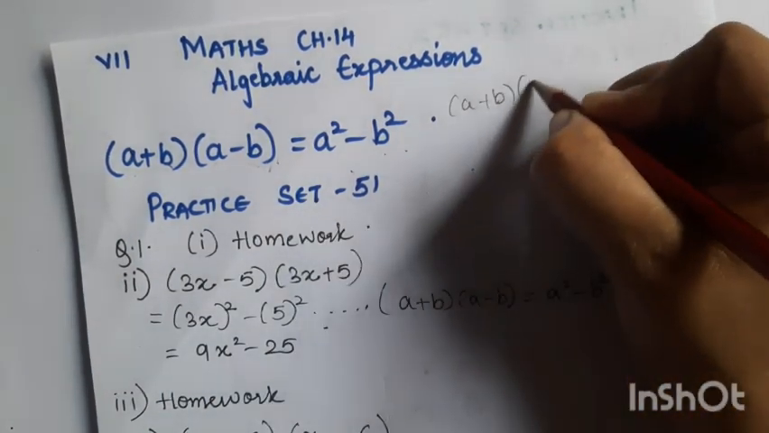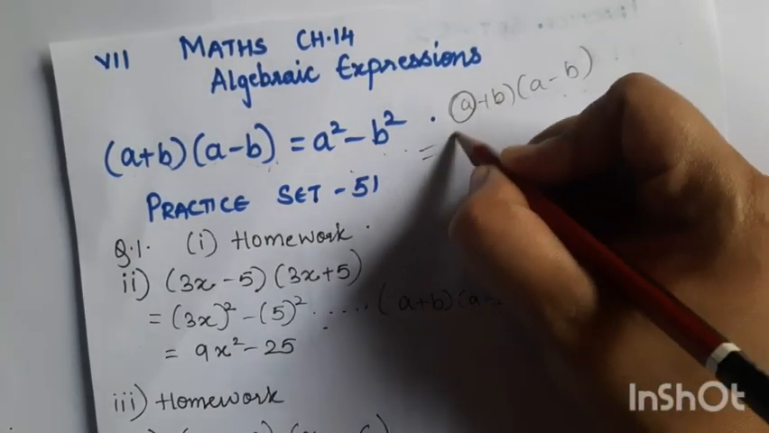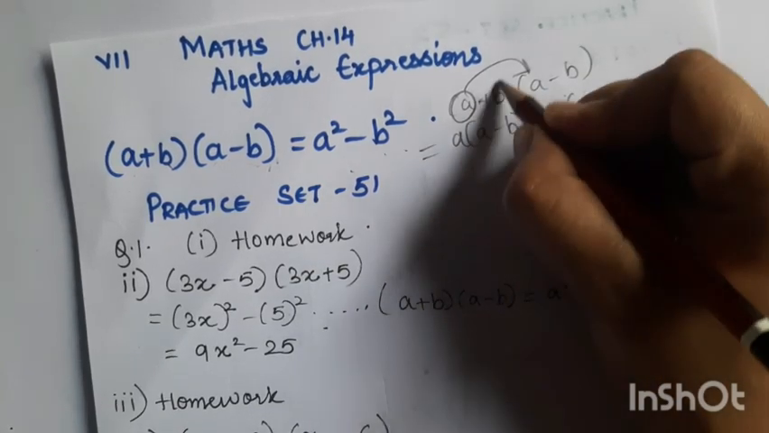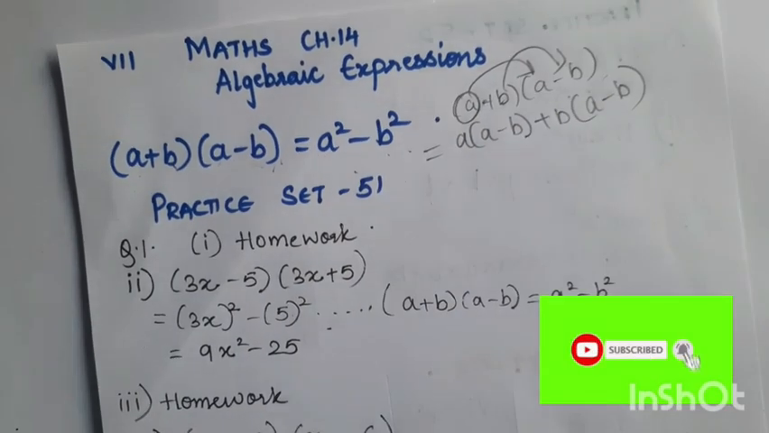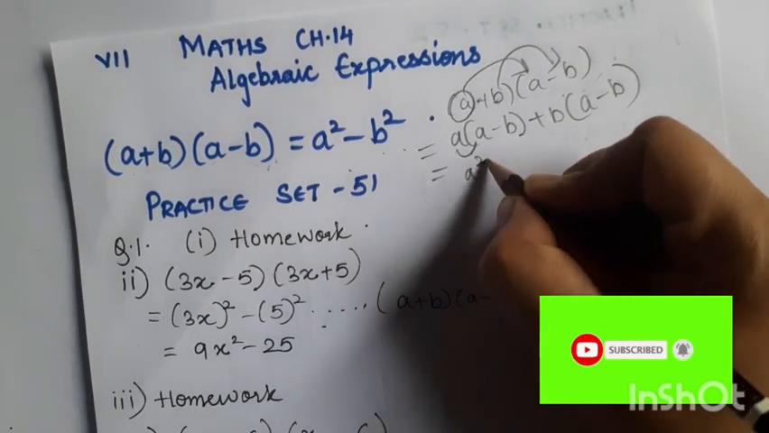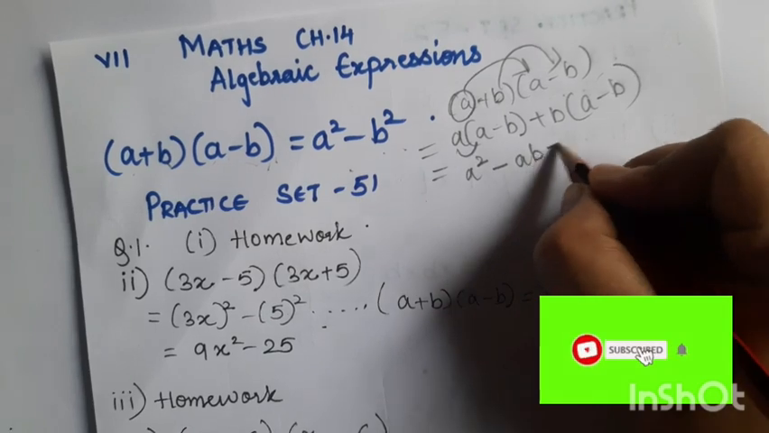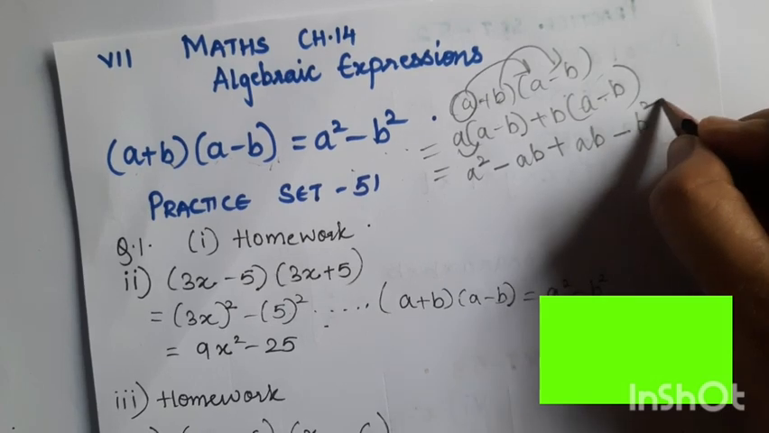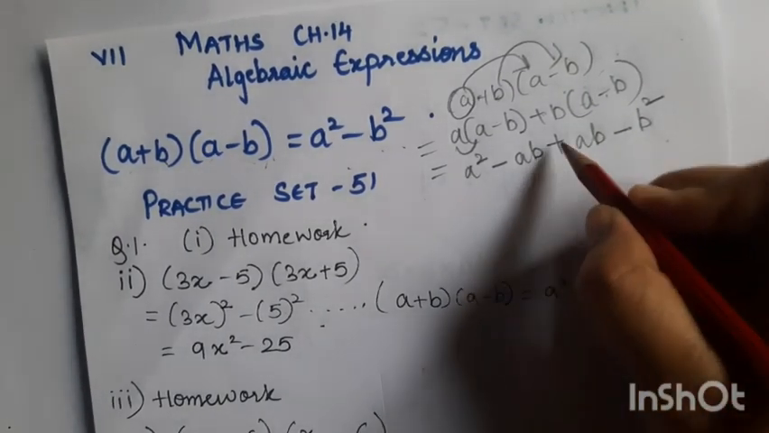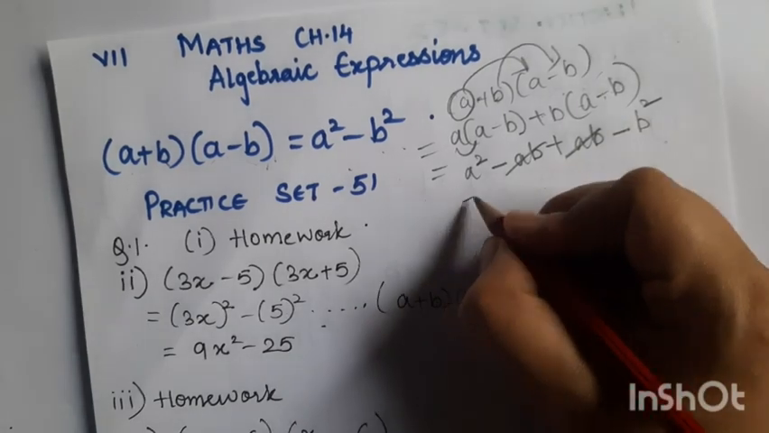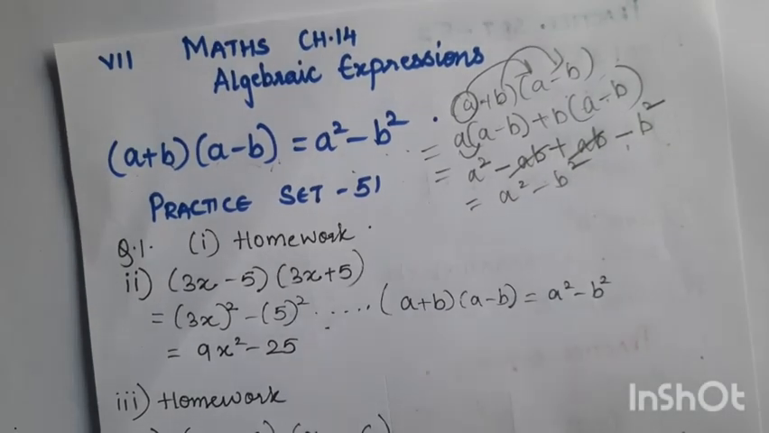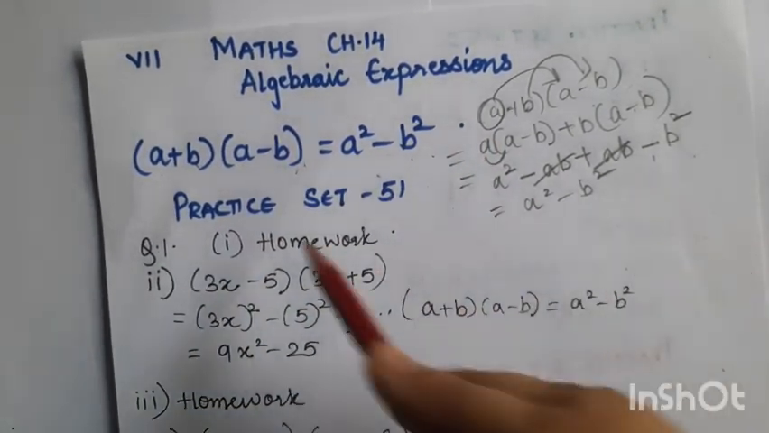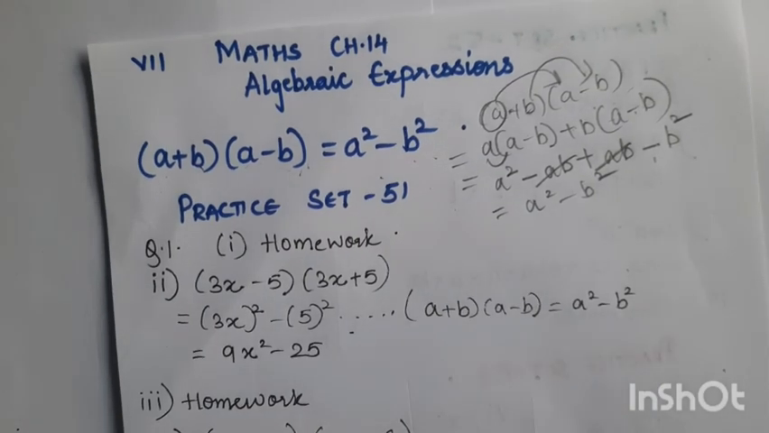(a + b)(a - b) is equal to, now this a term I multiply by the entire (a - b), then plus b, again multiply this by the entire (a - b). So a into a is a square, minus a into b is ab, plus b into a is ab, plus minus minus b into b is b square. Now plus ab minus ab gets cancelled, right? So what is left? a square minus b square. So the formula for (a + b) into (a - b) is a square minus b square, and this is the way we get the expansion of the above formula.